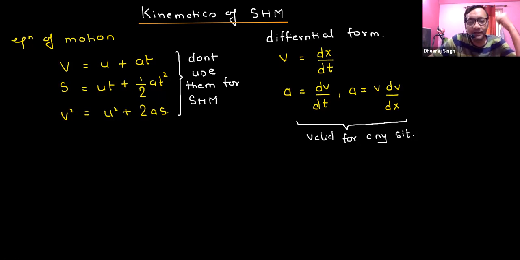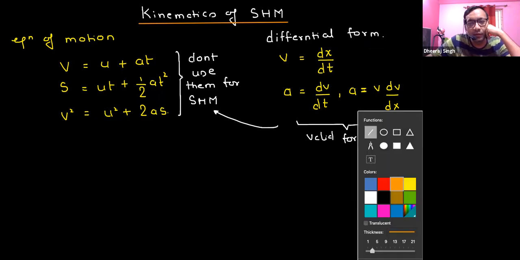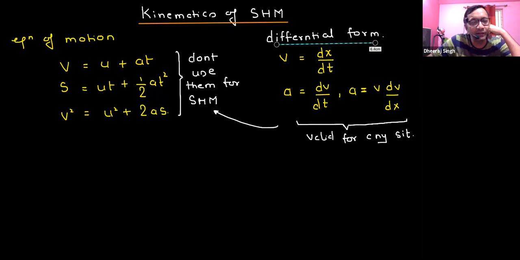Now, if this is valid for any situation, why did we have equations of motion? I could have used this for the constant acceleration case also. Then why do I need that? What is the reason? Why did I use them if I had calculus with me? I could have used calculus to solve everything.